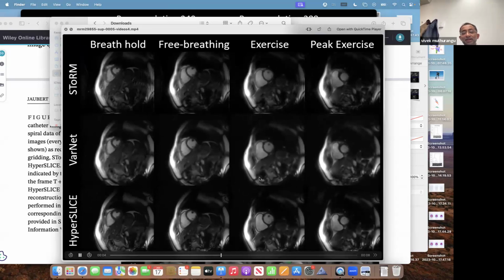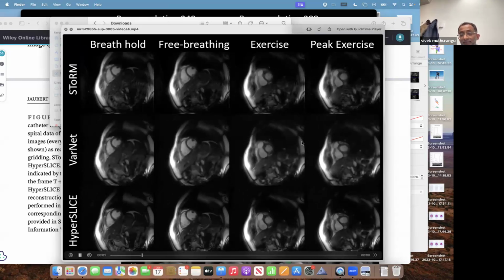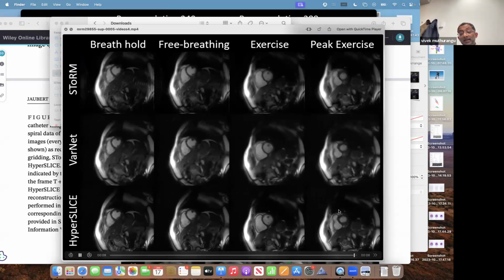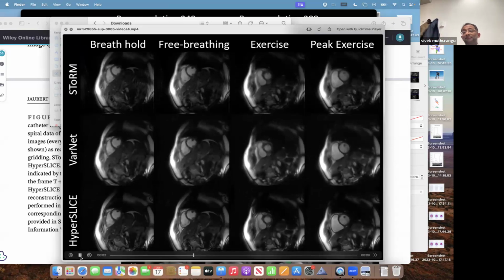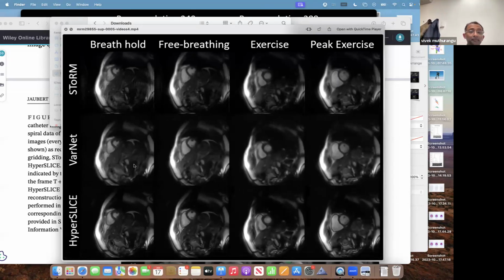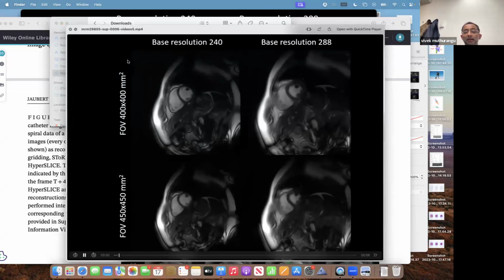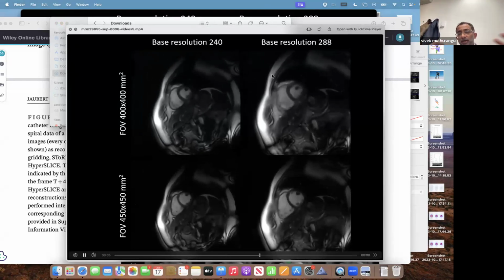So I think in exercise you really see things falling apart for compressed sensing, and even maybe less so for the unrolled, but still it's problematic. And that's probably because it's taking much more data in for reconstruction. And then at peak exercise, I think HyperSLICE is still doing well. Remember, this is just a single shot, frame by frame interactive imaging here. And then lastly, here we've just got different base resolution. So what happens if you change the resolution? Actually, it works pretty well.